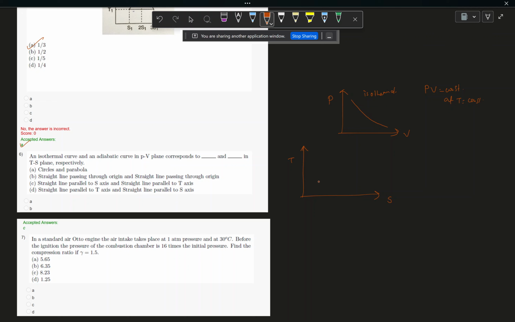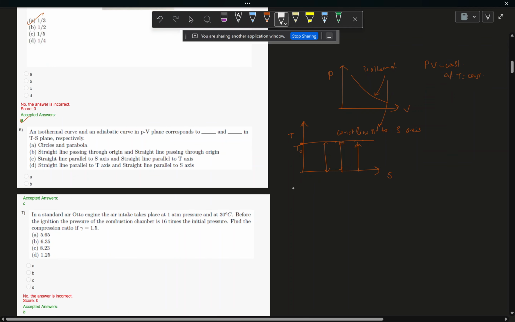Like the isothermal process for a TS diagram will be a constant line parallel to the S axis, the entropy axis, because on each point on this line, wherever you go, the temperature is, if this point is T naught, then everywhere that temperature is T naught. So this is just a constant line parallel to the entropy axis. So this is the isothermal process in both PV and TS diagram.